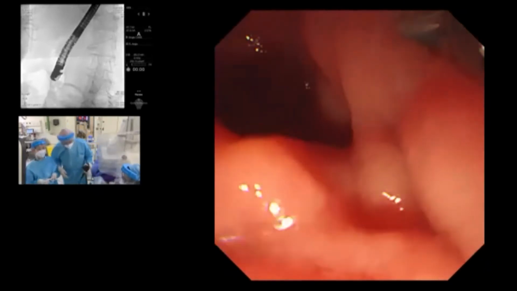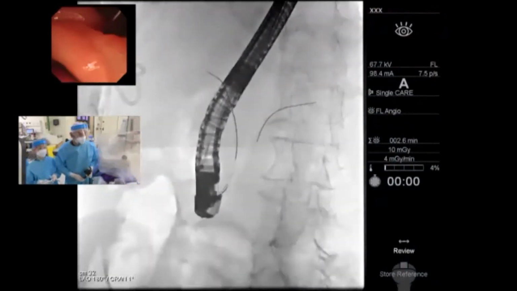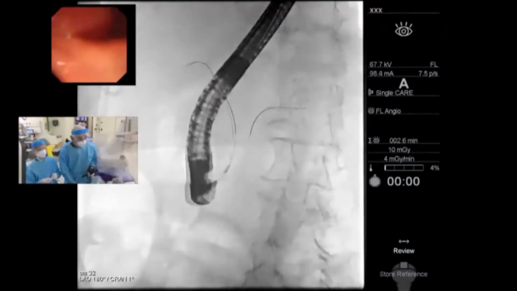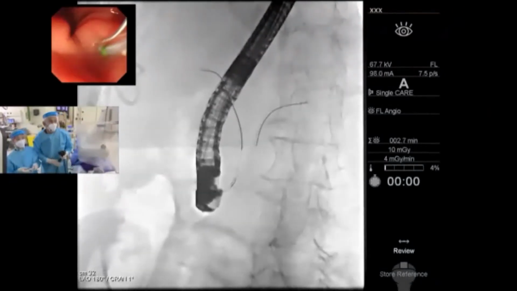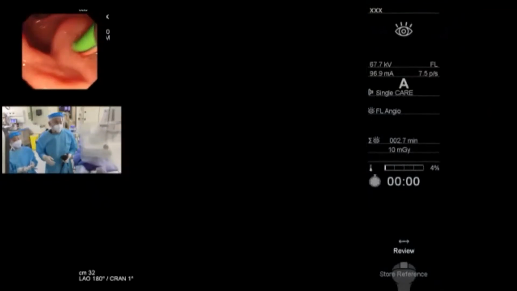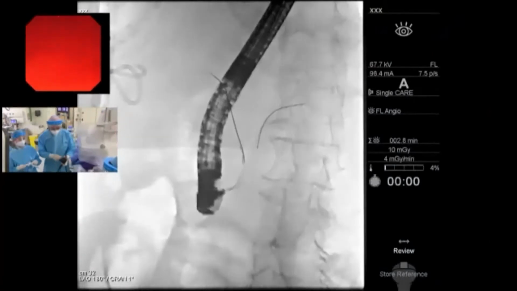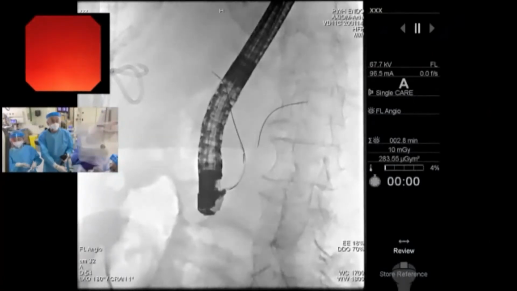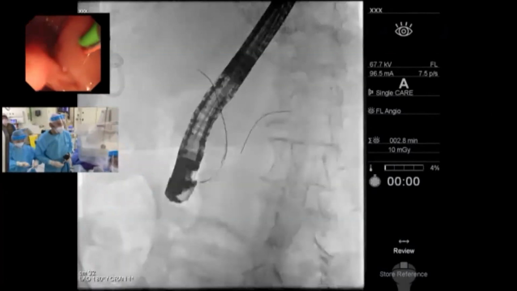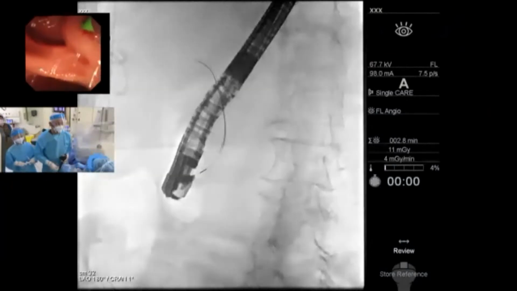Okay. So I think I'm in. So the double wire also helps us to identify the direction of the CBD. So I have 2 wires here. I'm probably gonna pull out the PD wire. I'm not too worried about the risk of pancreatitis for this patient because it was quite a short, uneventful cannulation.